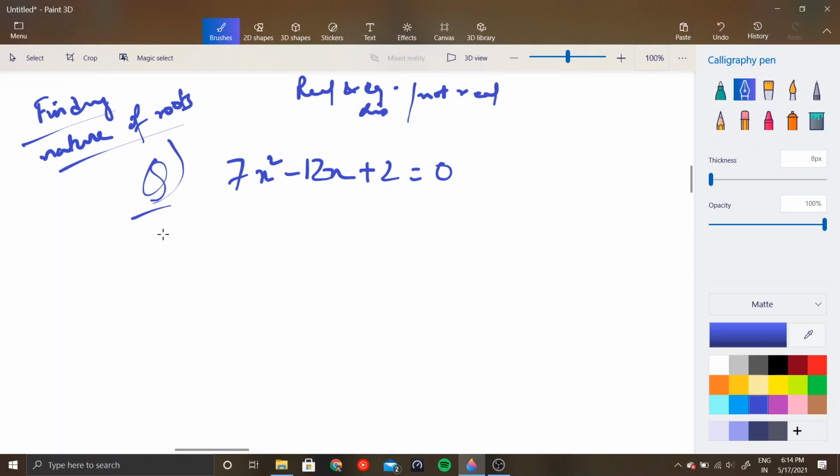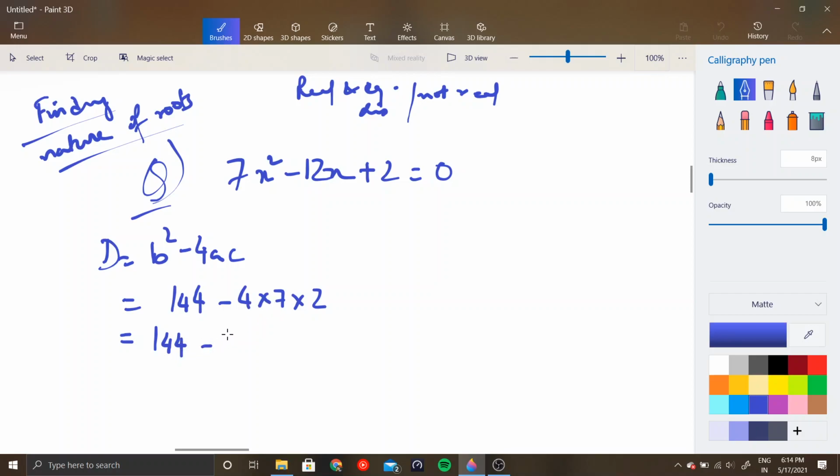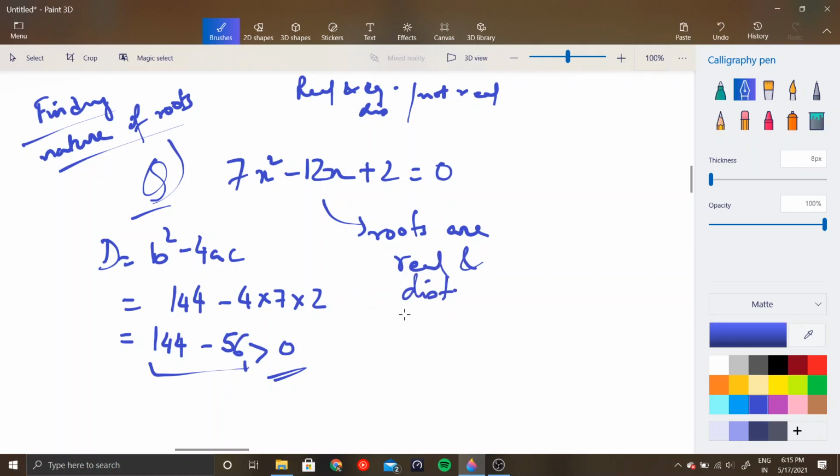So what do you do? You find out the discriminant, b square minus 4ac. So this is basically minus 12 square is 144 minus 4 into 7 into 2. This is 144 minus 56. How much is it? 88, right? Okay. So you can see that this is greater than 0. So you can write the roots are real and distinct, right? Okay.